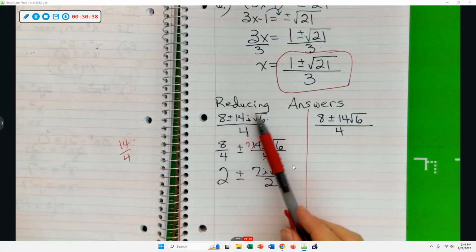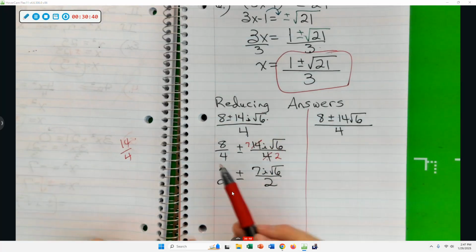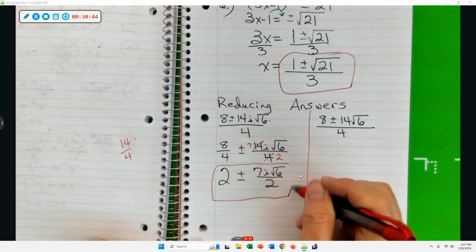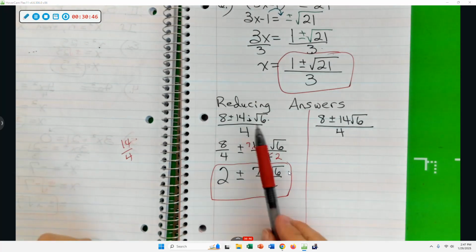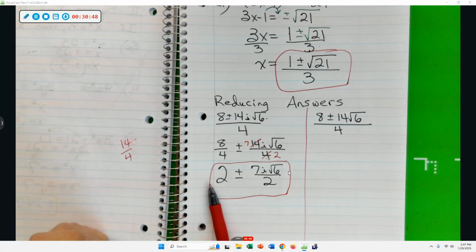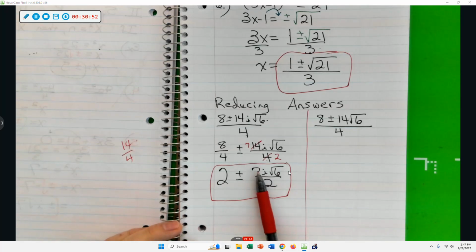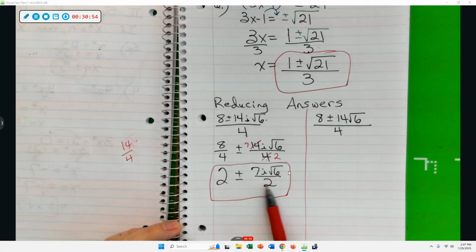If there's an I on top, you're going to have to separate them and reduce the fractions individually. They want the imaginary answers in the form A plus or minus B times I. B is 7 square root of 6 over 2 times I.